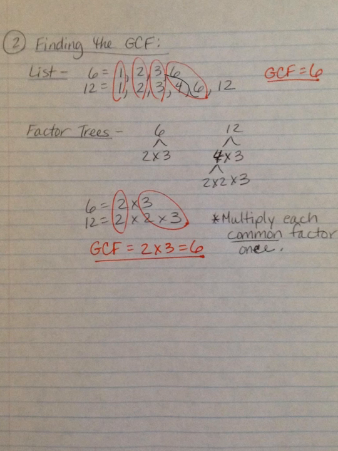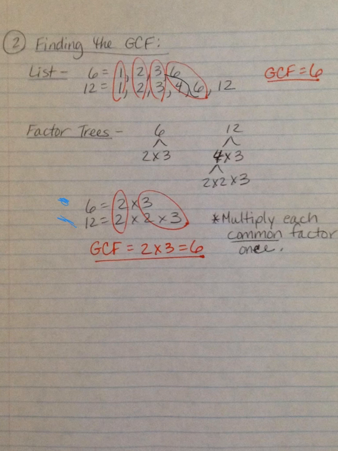Then I compare my prime factors for each number. So for 6, looking here, I'm just going to make a little dot so you can see what I'm talking about. For 6, my prime factors are 2 times 3. And then for 12, my factors are 2 times 2 times 3. And I usually put those factors in order from least to greatest when I'm comparing.